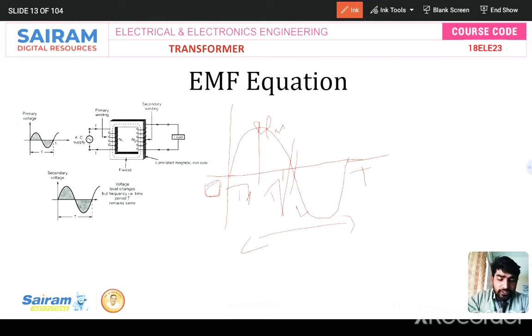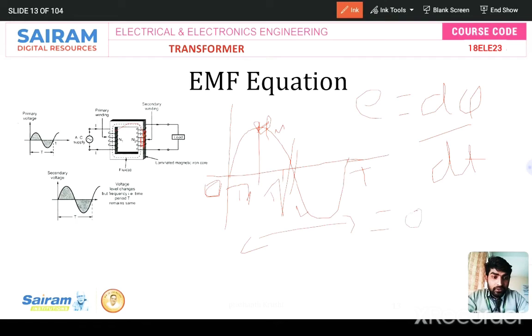So the principle of transformer is Faraday's laws of electromagnetic induction, right? When a conductor cuts the magnetic field, EMF is induced. This flux will be cut by this conductor, EMF is induced, and also the rate of change of flux linkage is directly proportional to the induced EMF, right? E is equal to d phi by dt. What about d phi here? I'll just consider T by 4th of the cycle, maximum flux here. D phi is the change in flux from initial value to final value. Initial value is 0 and maximum value is phi m, so d phi is phi m, okay? And what about dt, the time taken? I have taken T by 4.